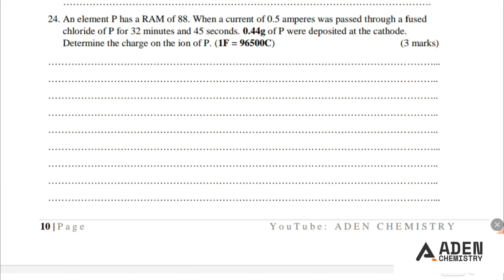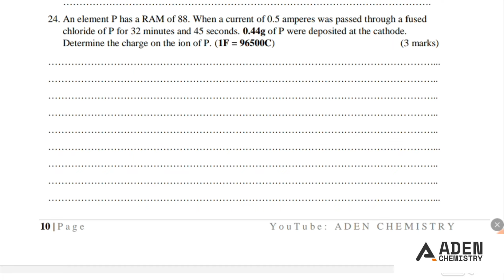So next, let's proceed to question number 24. We are told an element B has relative atomic mass of 88. When a current of 0.5 amperes was passed through a fused chloride of B for 32 minutes and 45 seconds, 0.44 gram of B was deposited at the cathode. We are supposed to determine the charge on the ion of B. In brackets, we are told 1 Faraday is equal to 96,500 coulombs.